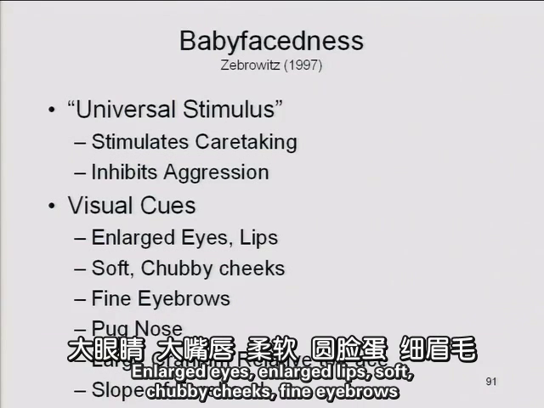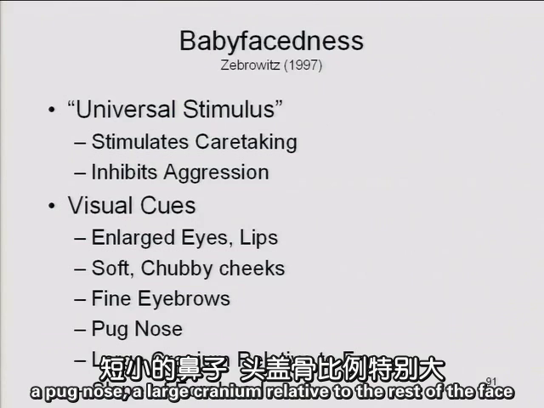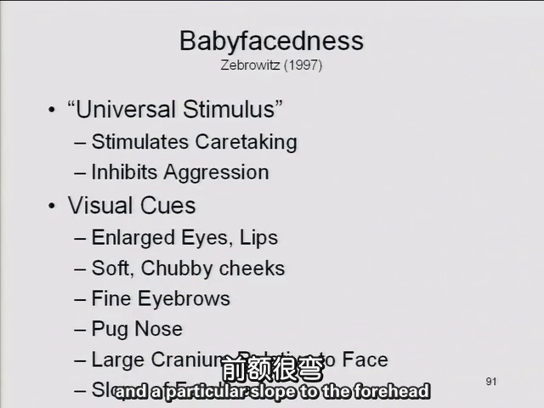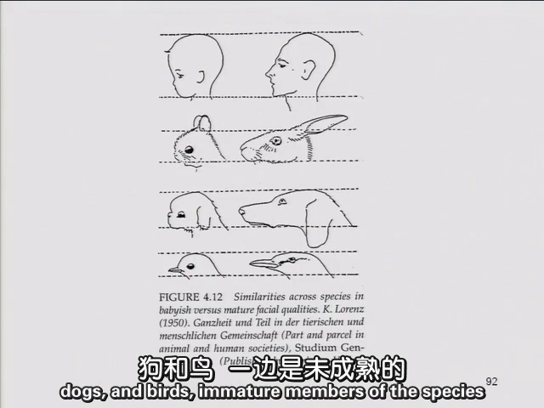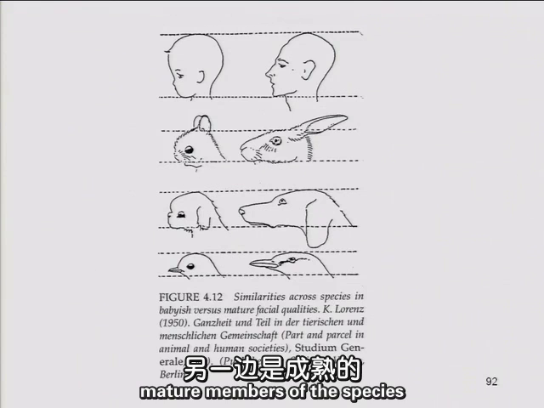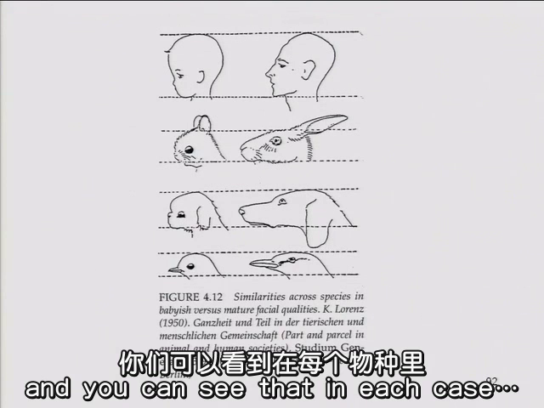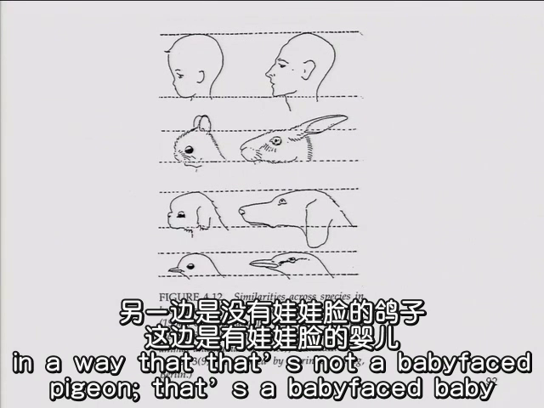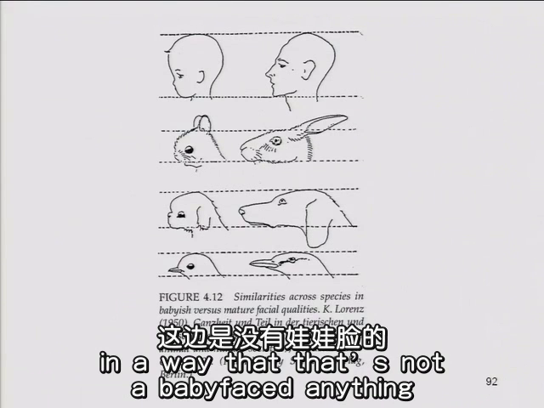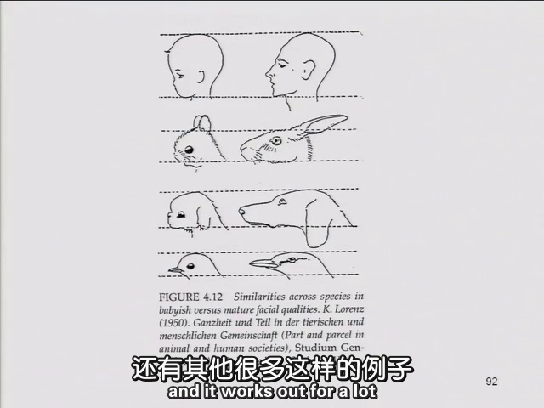Enlarged eyes, enlarged lips, soft chubby cheeks, fine eyebrows, a pug nose, a large cranium relative to the rest of the face, and a particular slope to the forehead. Here are comparisons across species: humans, rabbits, dogs, and birds, immature members of the species and mature members of the species. You can see that in each case, that's a baby-faced pigeon, in a way that's not a baby-faced pigeon. That's a baby-faced baby in a way that's not a baby-faced anything. And it works out for lots.